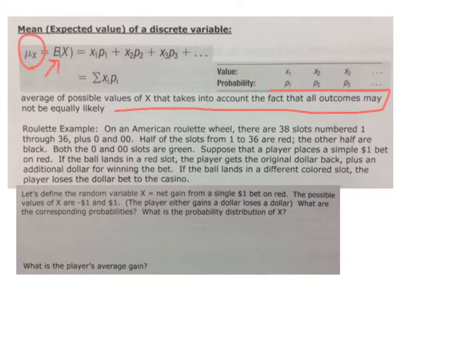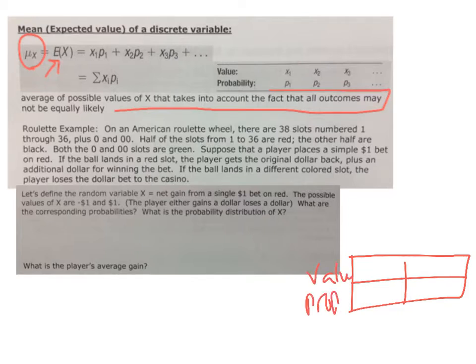Okay, what are my corresponding probabilities, and what's the probability distribution of X? So for my probability distribution, remember I draw my little table, right? Here's my values, and my probabilities that this is going to happen.